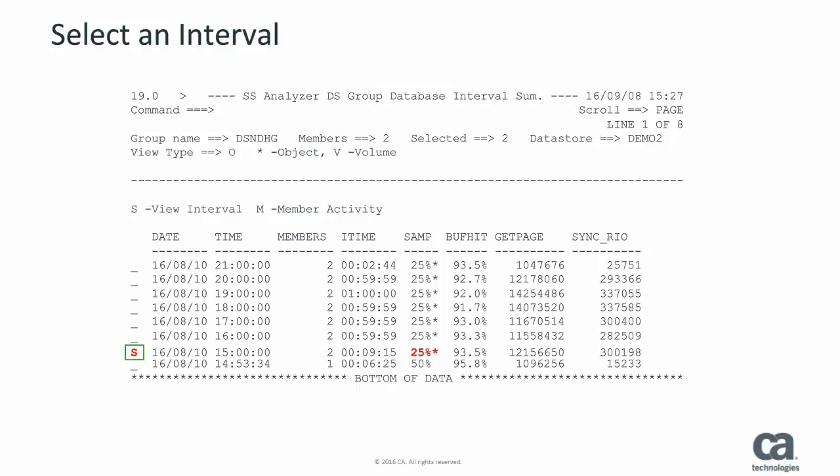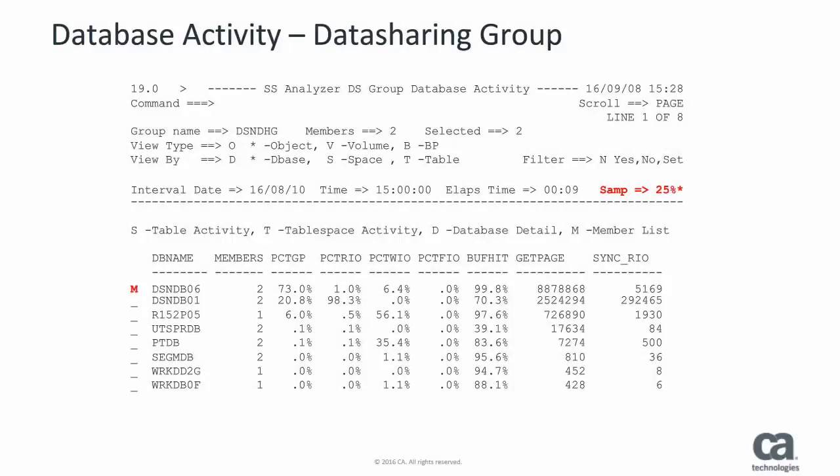Type S in the line command field for the 7th interval and press Enter. The Datasharing Group Database Activity display shows aggregated data for the interval that we selected. Notice that the value in the SAMP field is 25% with an asterisk. Next, we'll view the database activity for the members.